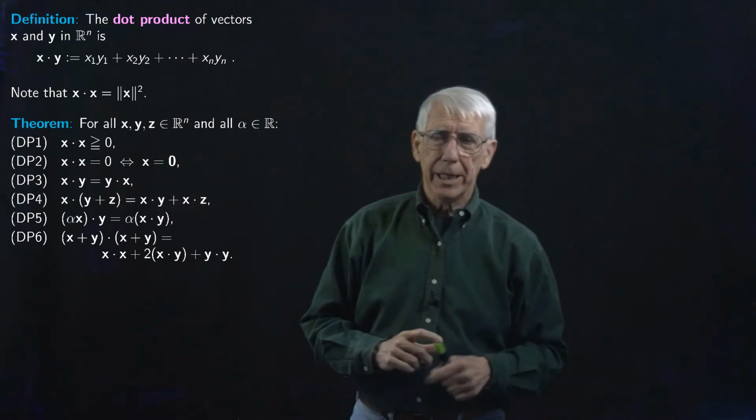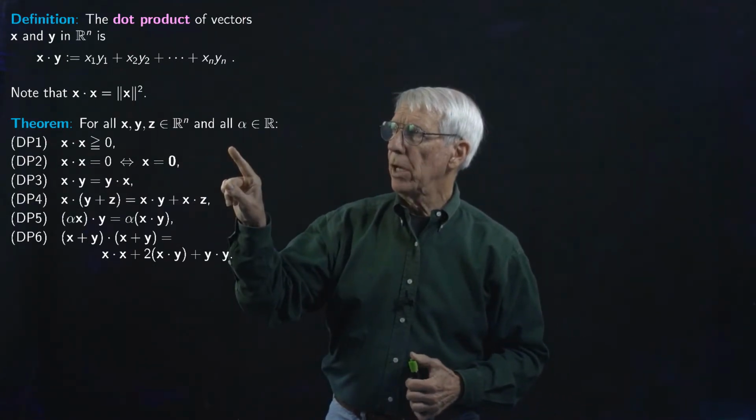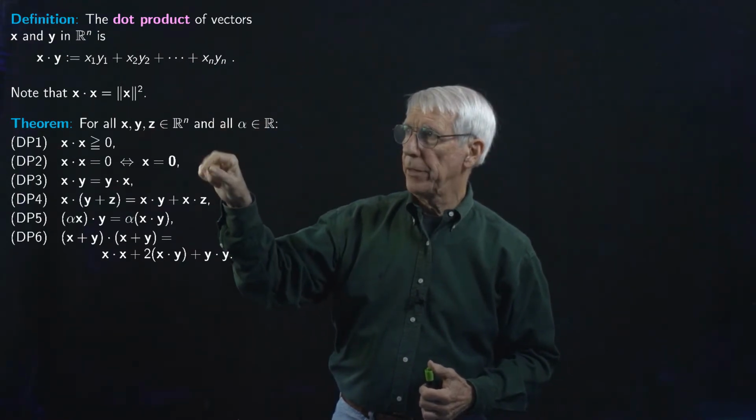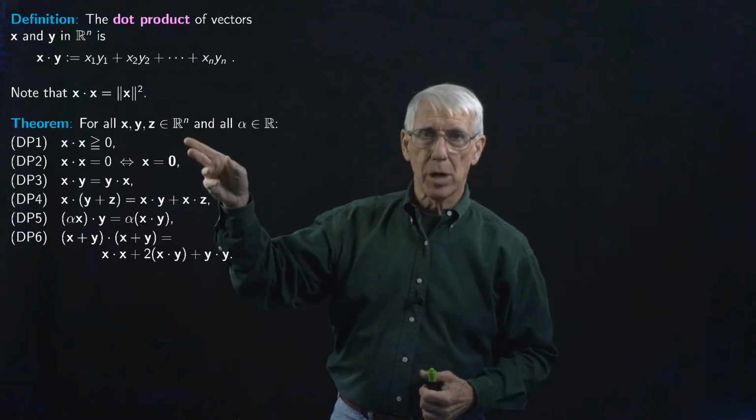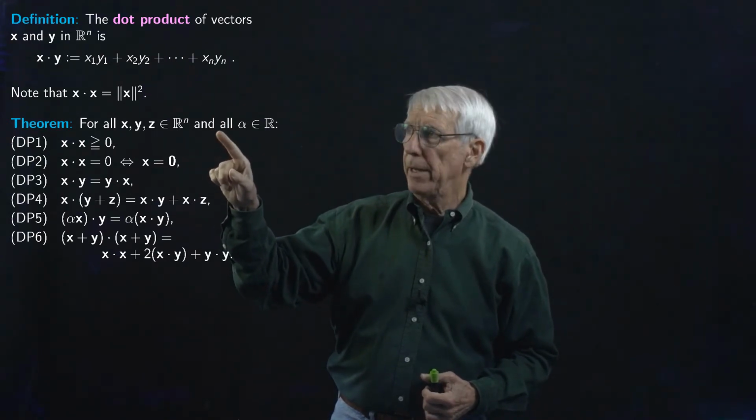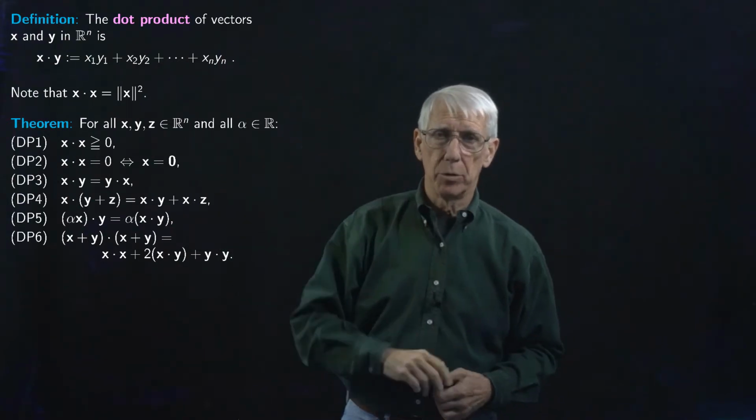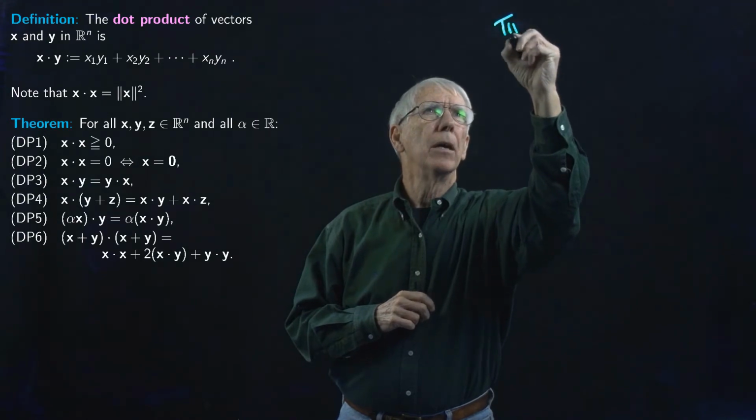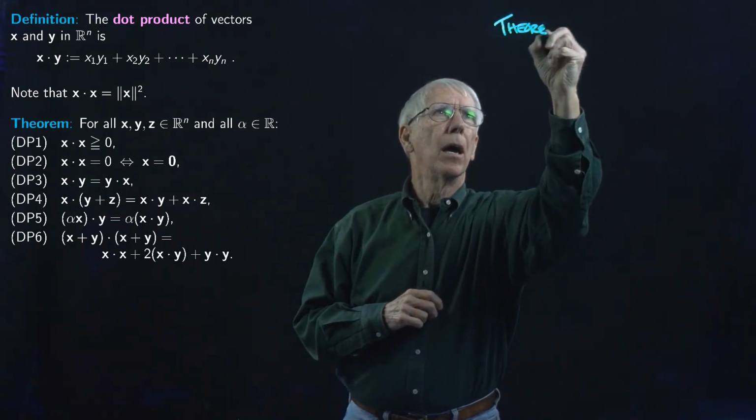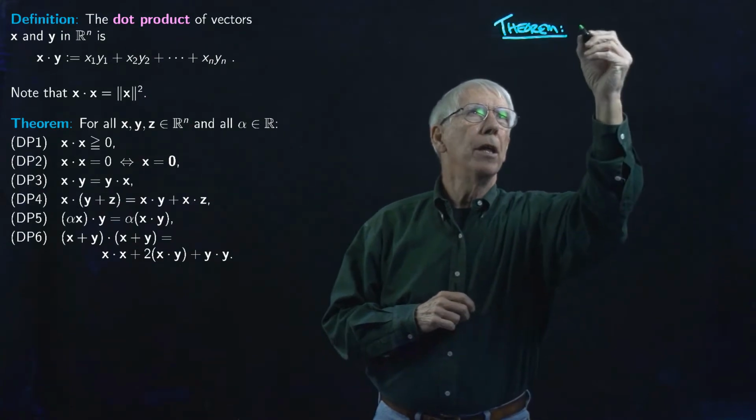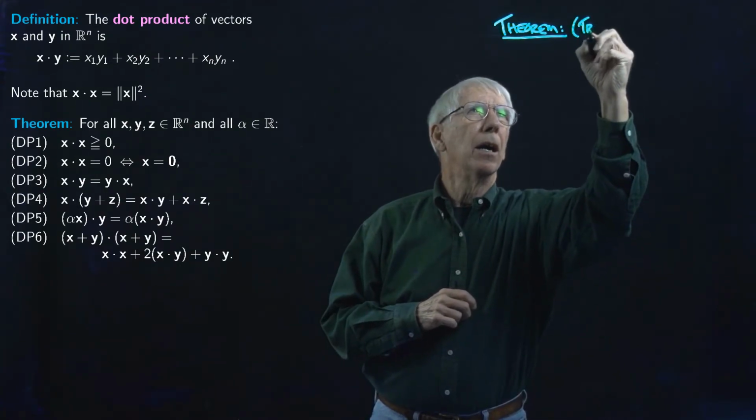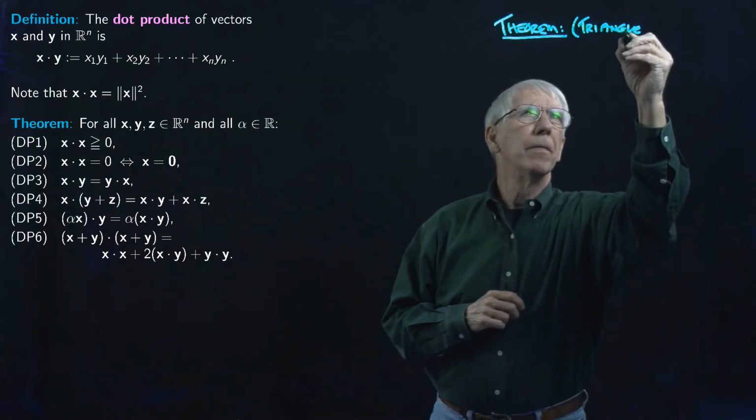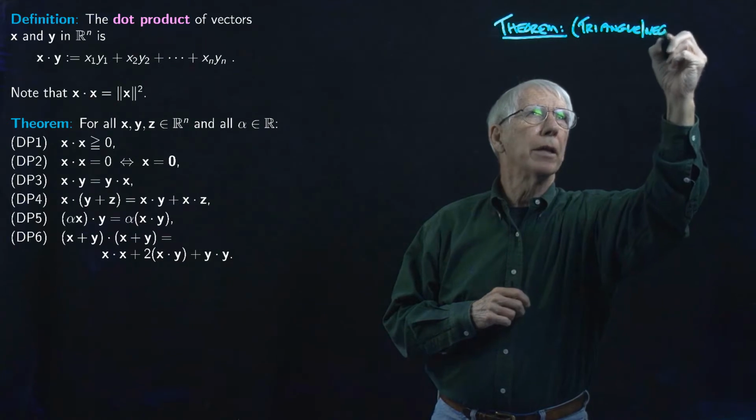Okay, we're back here now, and you notice that I've put back on the screen here our dot product definition and the theorem about the dot product properties, because we're going to use one or two of the properties in the theorem here in our proof. So now we're going to do a theorem called the triangle inequality.